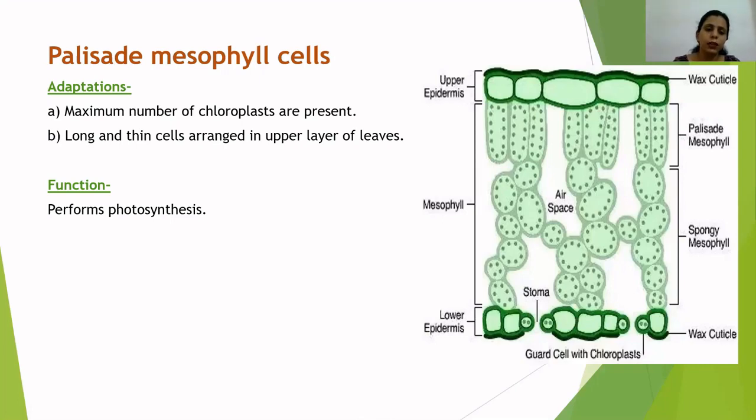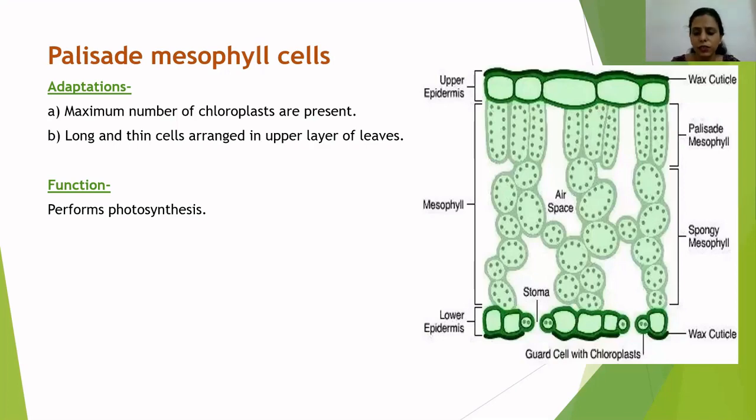Apart from this, they are long and thin cells which are arranged in the upper layer of leaves. Okay, so this is very important to understand. They're long and thin, so that in less amount of space, the maximum number of cells can be arranged. Because as the number of cells increases, the rate of photosynthesis will also increase. So they're long and thin cells arranged in the upper layer of leaves, and the maximum number of chloroplasts are present in them, and the function is to perform photosynthesis.